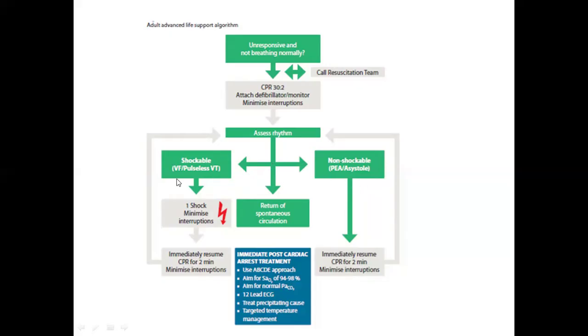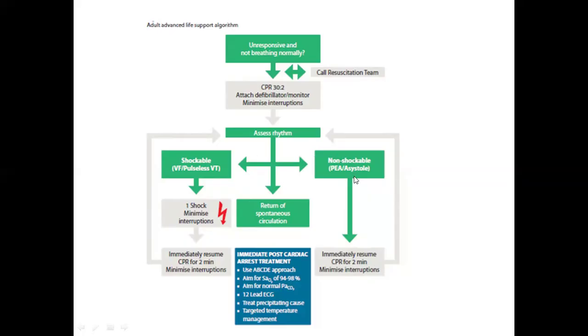On the right side, shockable rhythm, ventricular fibrillation and pulseless VT, right? If there is a shockable rhythm, what are we going to do? Immediately we are going to give a shock, and after that, continue CPR for 2 minutes, right? At the end of the 2 minutes, we are assessing the rhythm again, right?